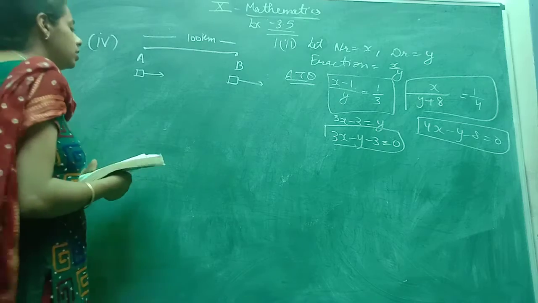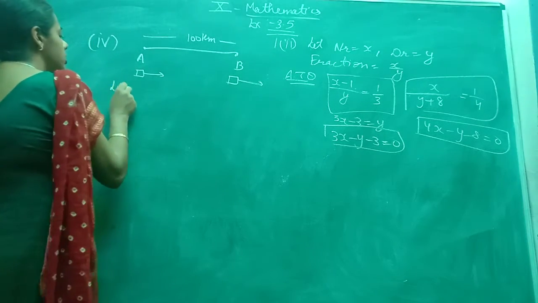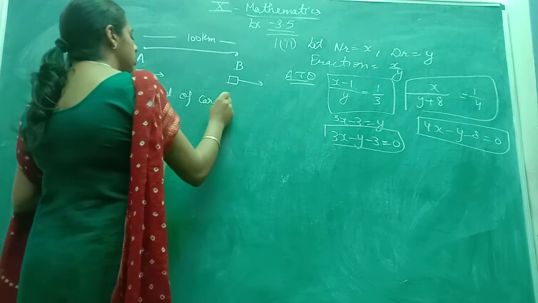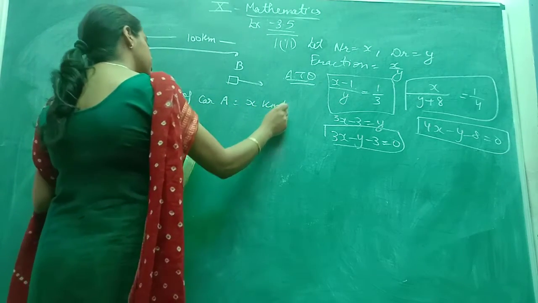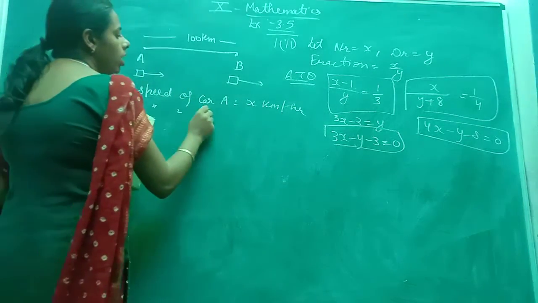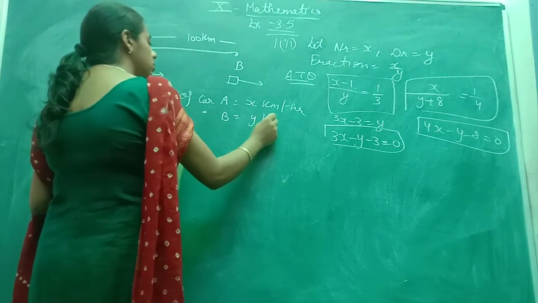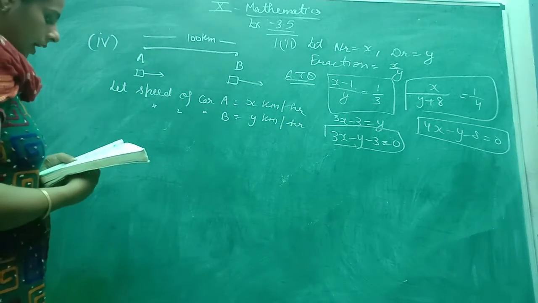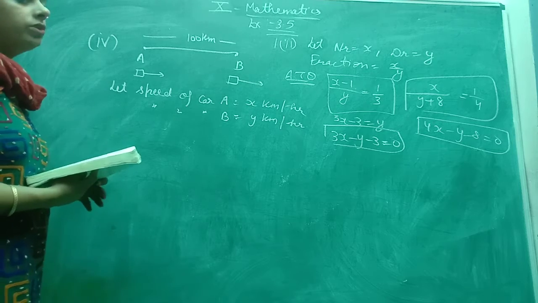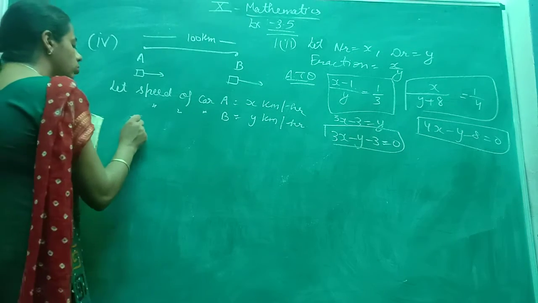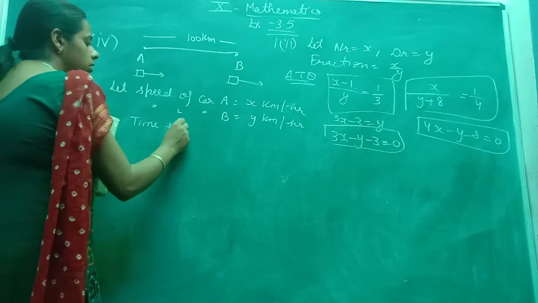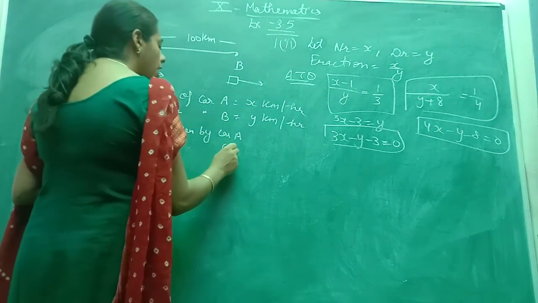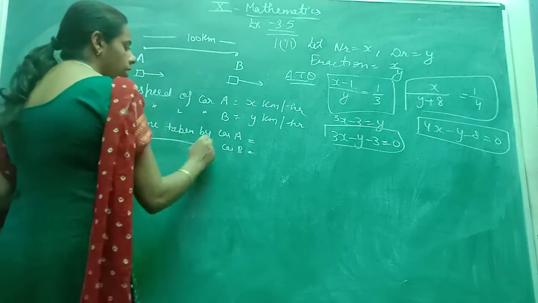So what are the speeds of the cars? Firstly, you have to let the speed of car A be x kilometers per hour, and the speed of car B be y kilometers per hour. They both meet after 5 hours. This means the time taken by both cars is the same. The time taken by car A and car B is 5 hours.